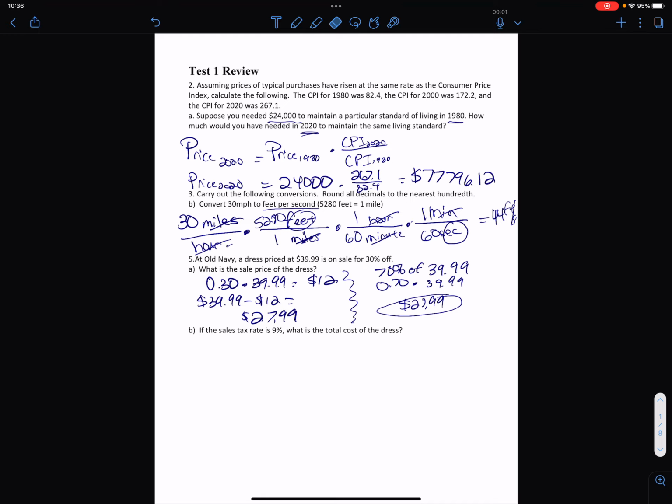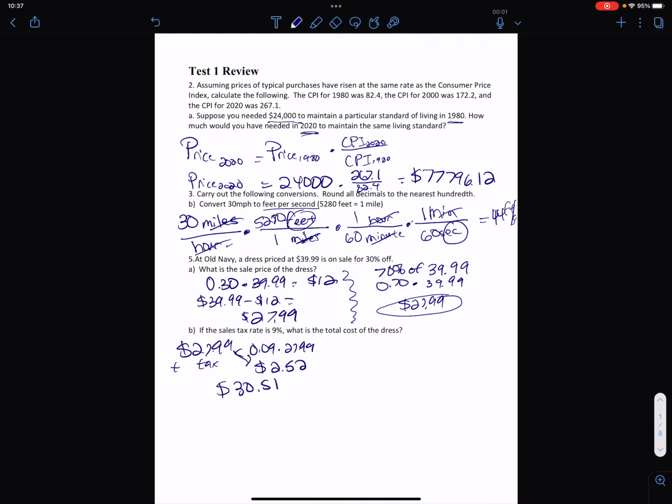Now, if the tax rate is 9%, what's the total cost of the dress? So we know we are paying the $27.99 plus we are paying tax. And so we can do it like we did before. We can say, well, what is this 9% of $27.99? And type that in our calculator. Oops, I did not type 99. And I got $2.52. And then I can add these two together. And this is going to cost us $30.51.